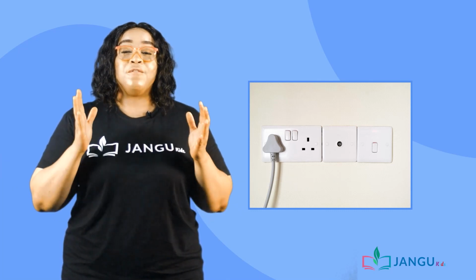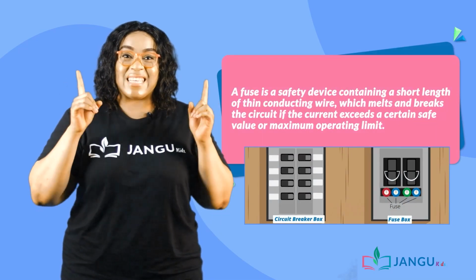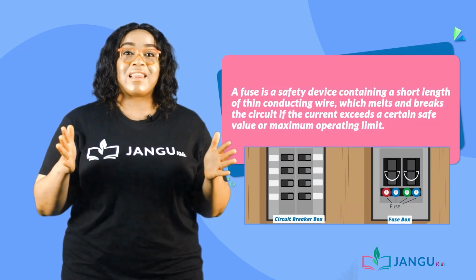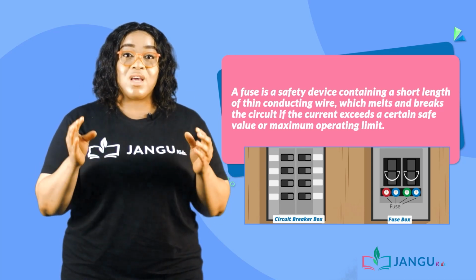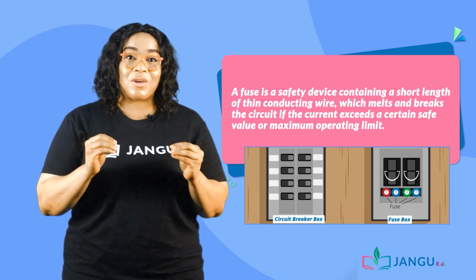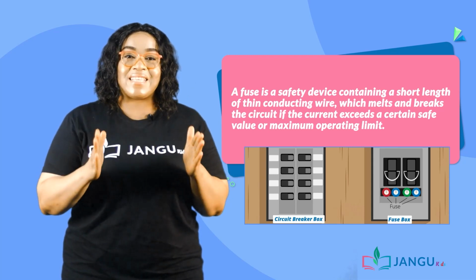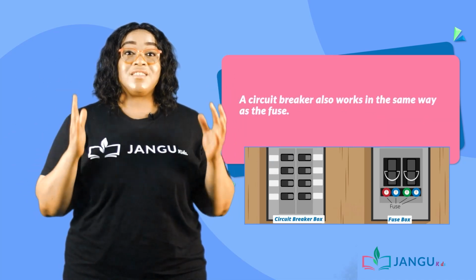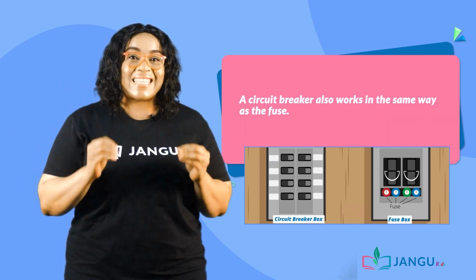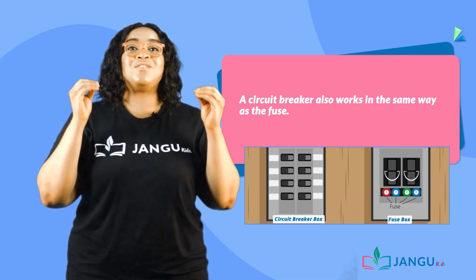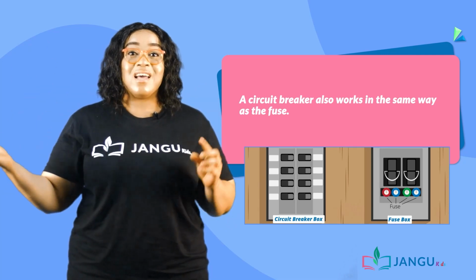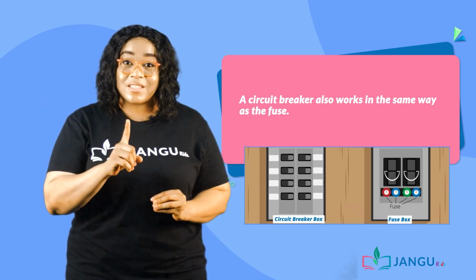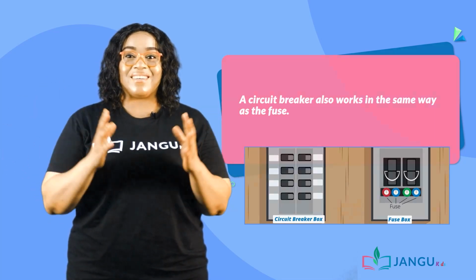To ensure safety when using electricity at home, fuses and circuit breakers are used. A fuse is a safety device containing a short length of thin conducting wire which melts and breaks the circuit if the current exceeds a certain safe value or maximum operating limit. A circuit breaker also works in the same way as the fuse. It is usually placed beside the electric meter such that the current enters it first before going into the meter.